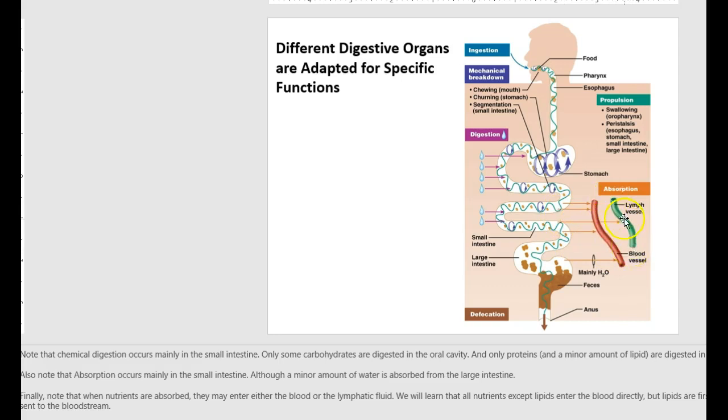We will find out later that only lipids enter a lymphatic vessel before they are sent to the circulatory system.